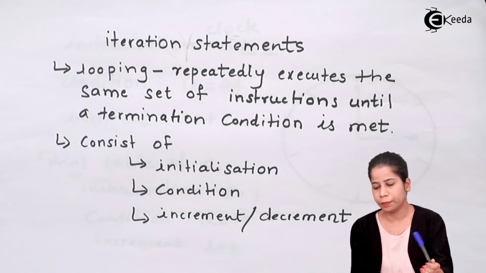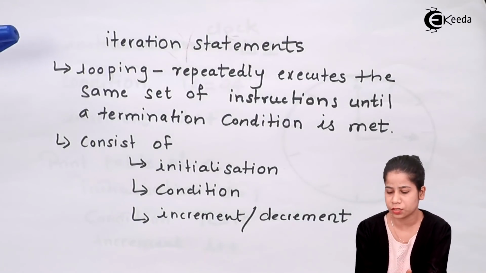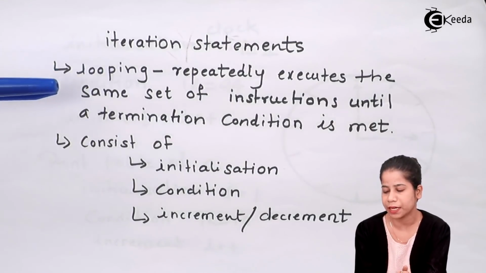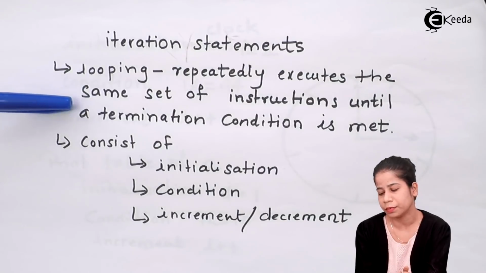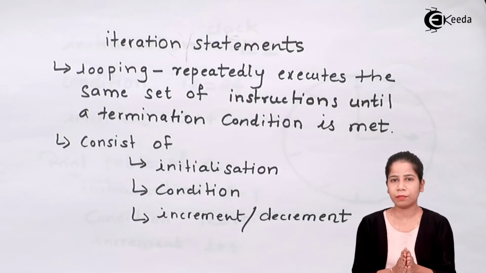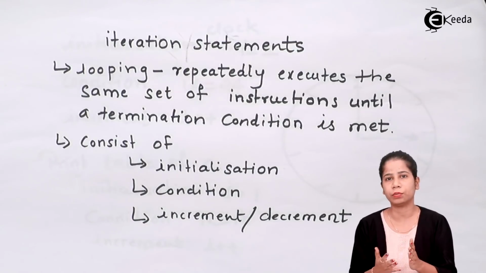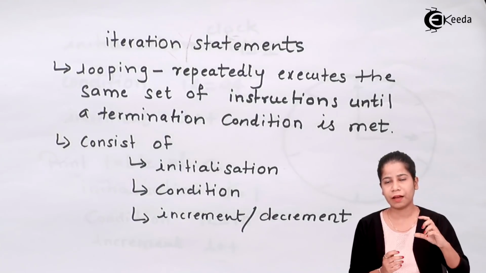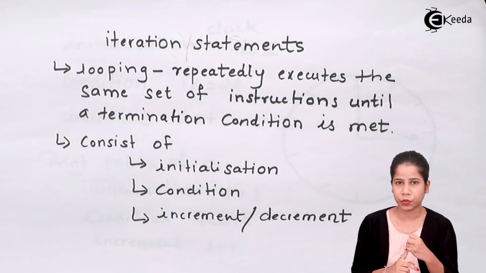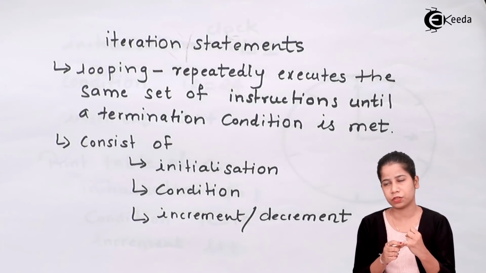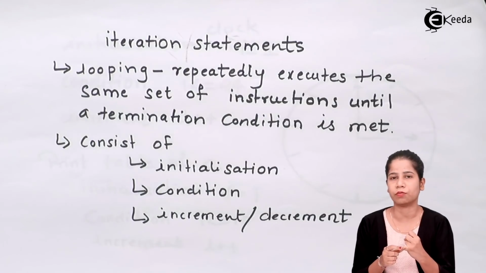A looping statement, which is also known as an iteration statement, is used for looping or repeatedly executing the same set of instructions until the termination condition is met. Now you have to understand one thing. If I'm using a looping statement, there are some rules that need to be followed. First of all, I have to identify what my task is, because this is the task which I need to do several number of times. So first you have to identify what task you need to perform.